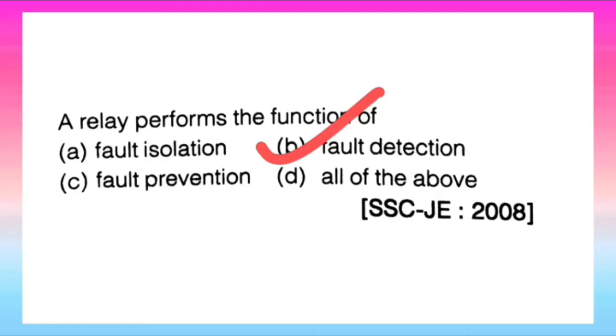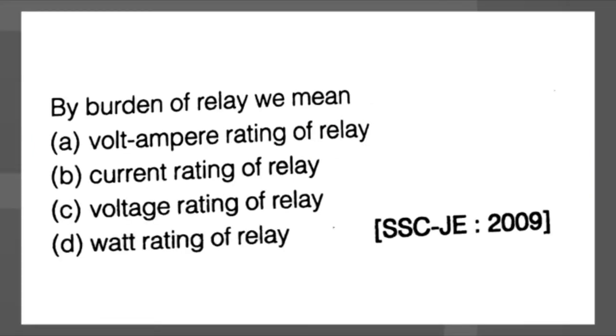Next question is: by burden of a relay we mean, and options are volt ampere rating of relay, current rating of relay, voltage rating of relay and watt rating of relay. The answer will be A, volt ampere rating of relay. Basically, in selection of instrument transformer for relaying, burden of CT, means current transformer, is considered. It is the maximum secondary load permitted and it is expressed as VA rating, means volt ampere rating.